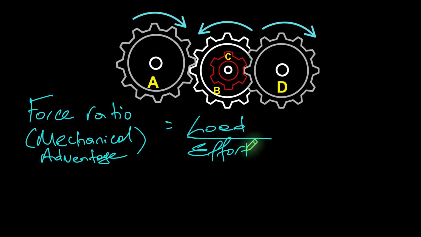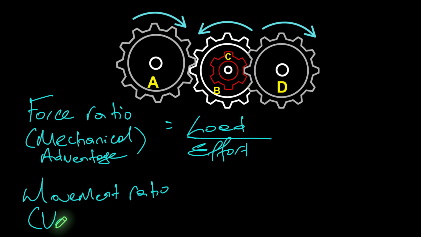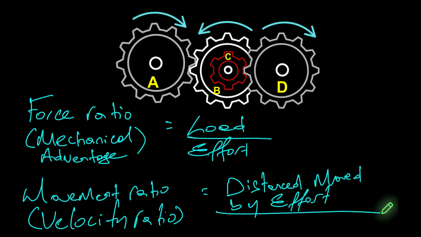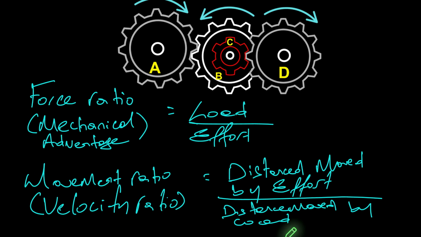Now the next thing that we need to bear in mind is the movement ratio, and in some materials you will see it known as a velocity ratio. Now this is directly proportional to the distance moved by the effort, and it would be inversely proportional to the distance moved by the load. Now we also have the efficiency ratio, which is just a ratio of these two, the force ratio and the movement ratio.